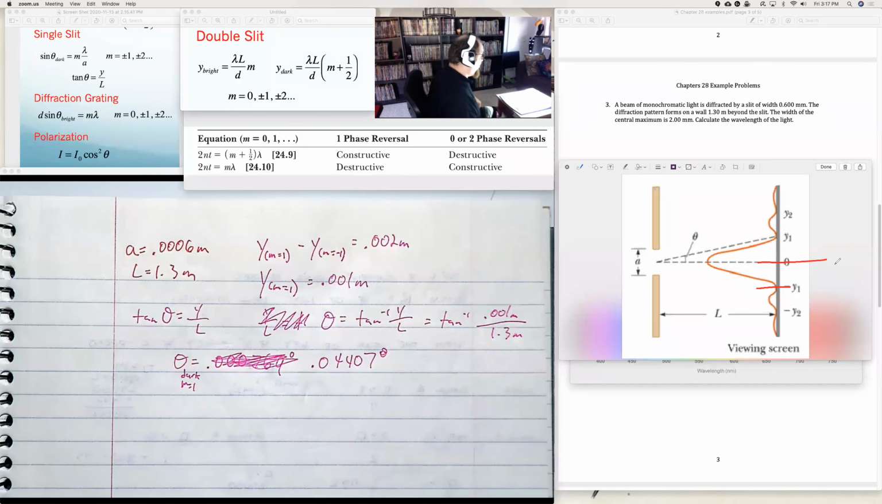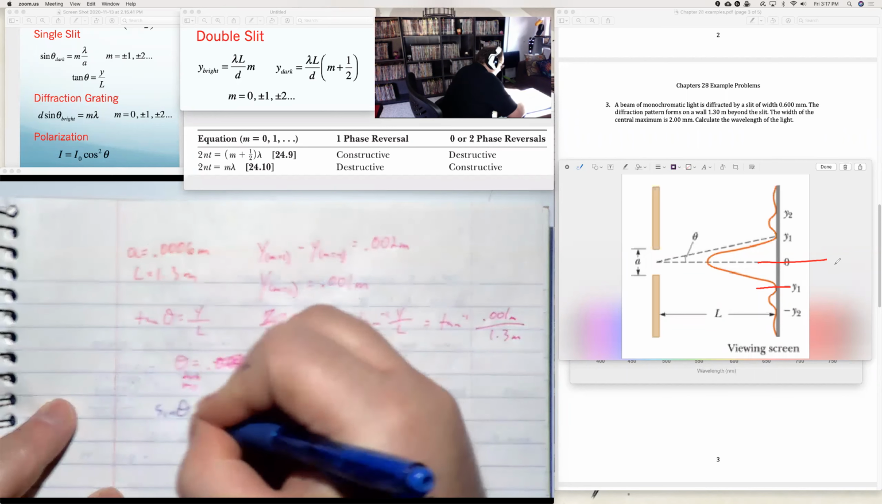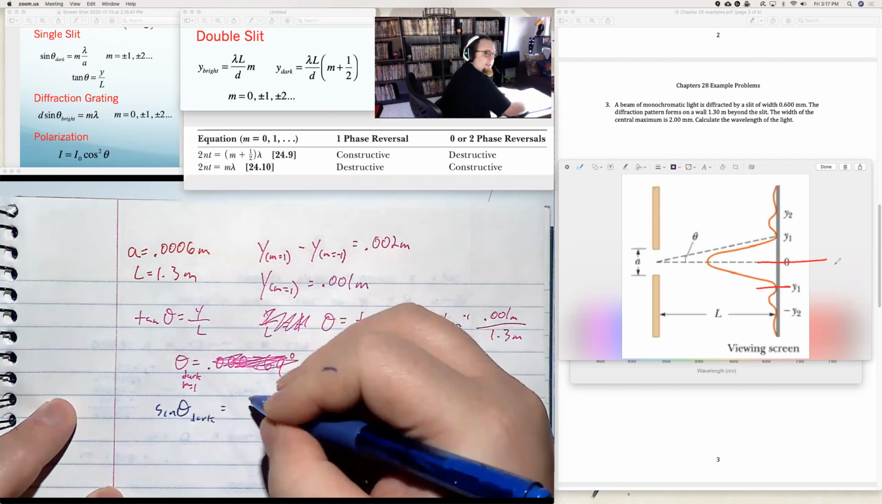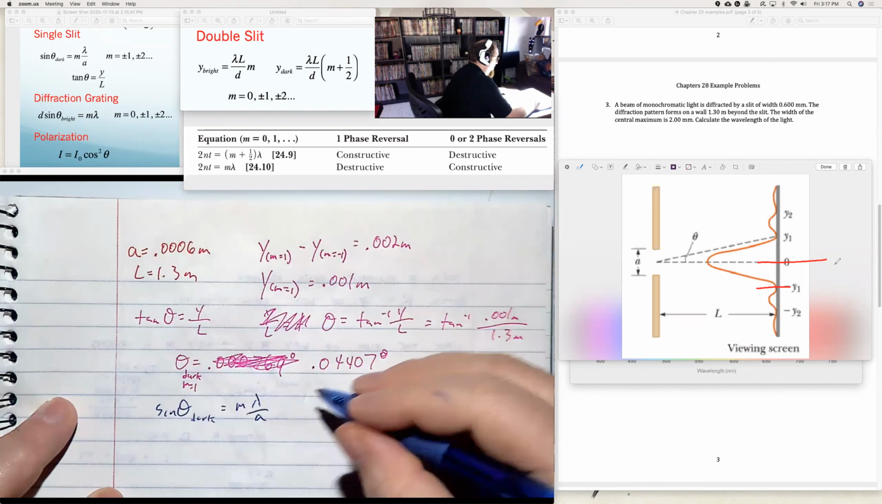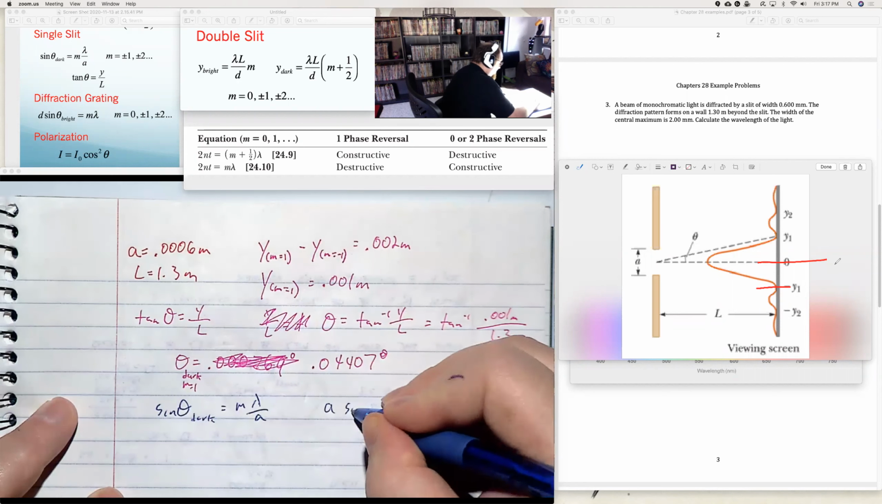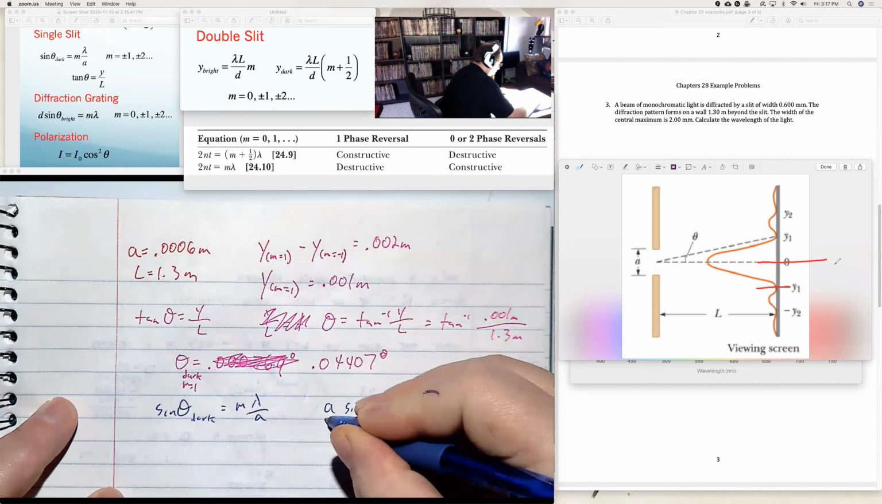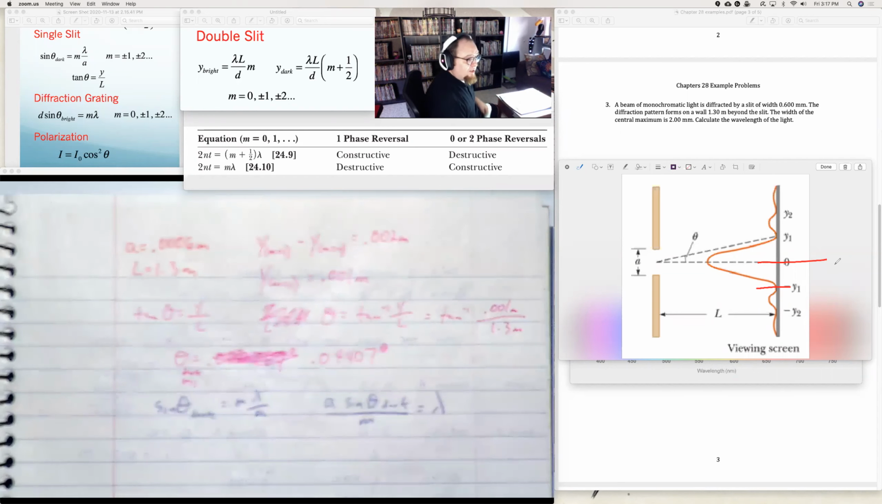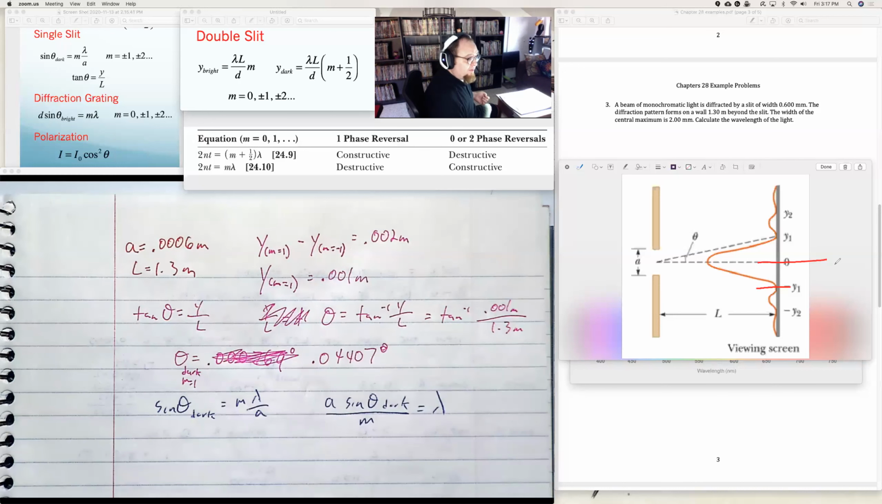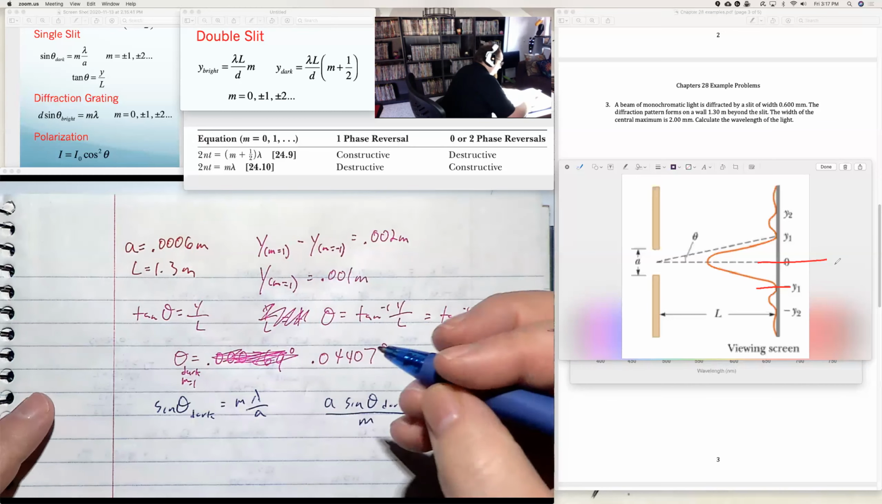Now, if my goal is to find the wavelength, I can take that as the angle where the first dark fringe happens. For that first dark fringe, the sine of theta dark is m lambda over a. Therefore, lambda is a sine of theta dark over m. But this was the first one, so m will be 1, and it's just a sine theta dark.